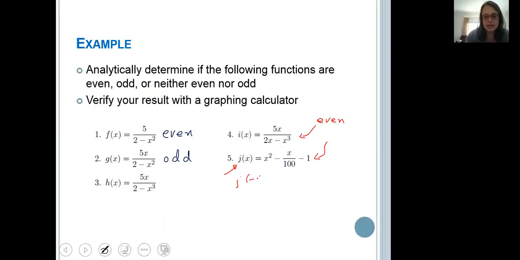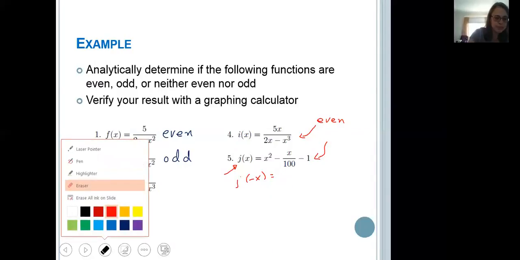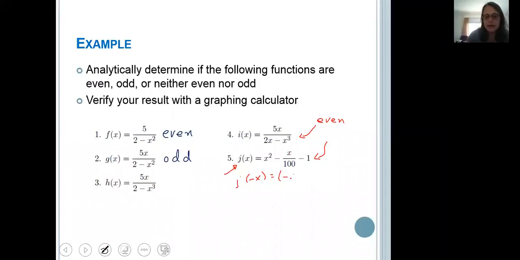So j of negative x equals negative x, whoops. That's not the right way to write that, and it makes a big difference. Negative x squared minus negative x over 100 minus 1, which is equal to x squared plus x over 100 minus 1. This guy is neither even nor odd, so he's a neither.